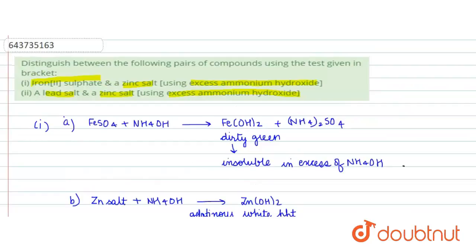If we see the question again, our first question says iron sulphate is generally insoluble in excess of ammonium hydroxide, whereas zinc salt is soluble. Next, lead salt is also insoluble in excess of ammonium hydroxide, whereas zinc salt is soluble in excess of ammonium hydroxide. So this is how to differentiate between these salts.